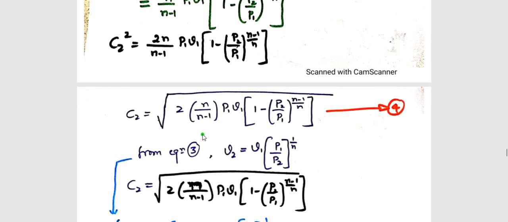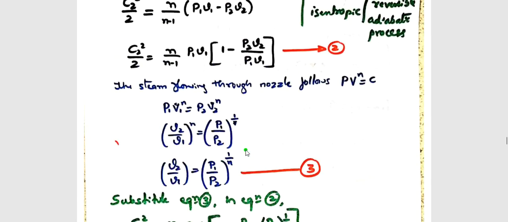Now from equation number 3, what is equation number 3? We have taken P1 V1 to the power of n is equal to P2 V2 to the power of n. That is the polytropic equation here. So using this equation, I will write V2 is equal to V1 into P1 by P2 to the power of 1 by n.